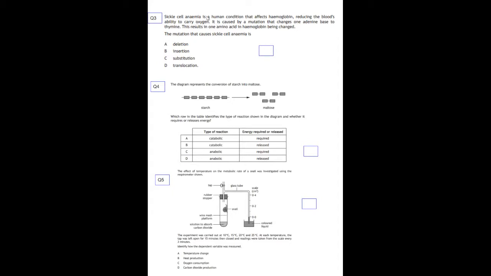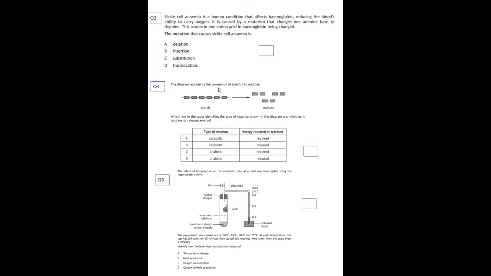This one here, sickle cell anemia, is a human condition affecting hemoglobin and the ability to carry oxygen. It's caused by a mutation that changes an adenine to a thymine, so we should know that's a substitution. It's one of our 3 single gene mutations: substitution, insertion, and deletion. So that is a substitution mutation, C. Also, it's part of the higher human course.